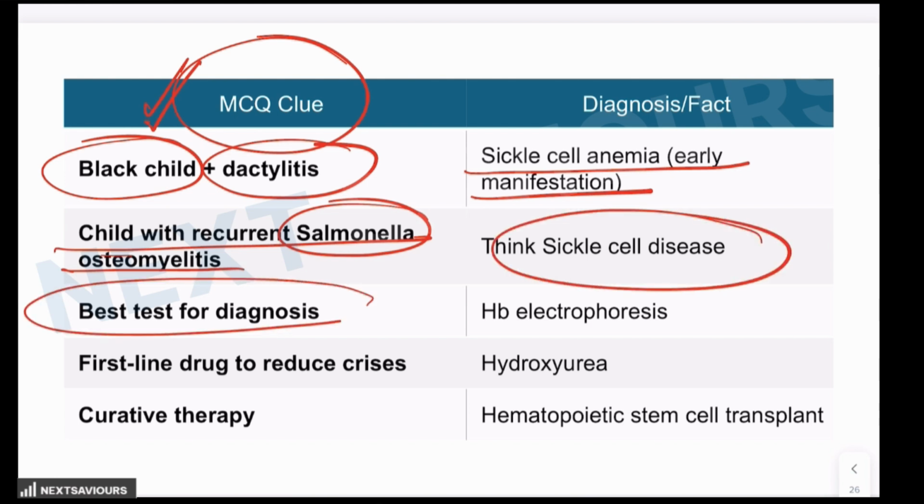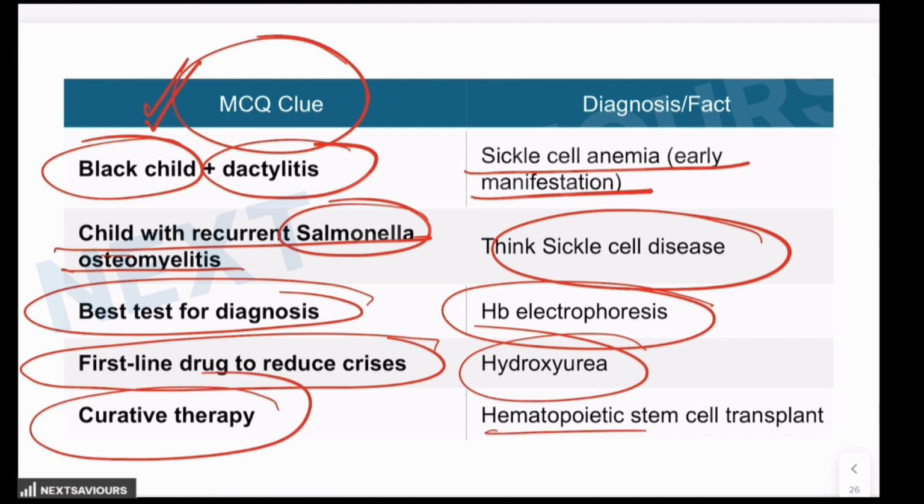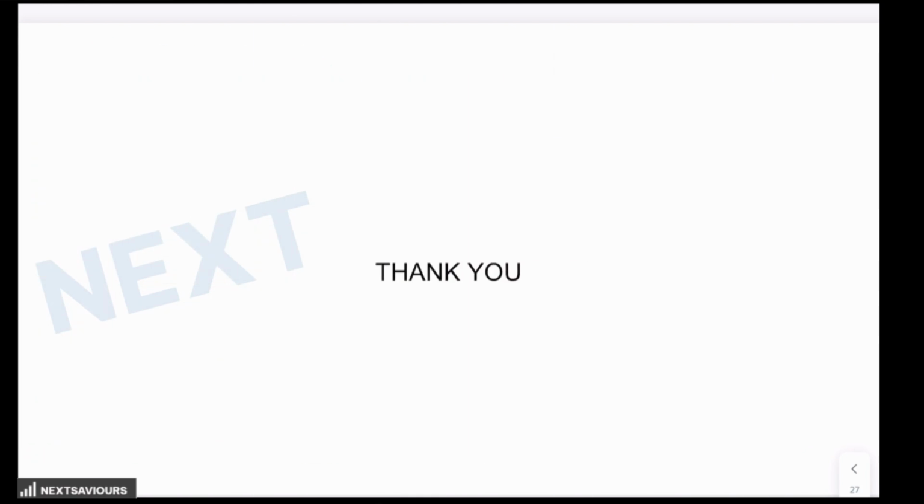What is the best test for the diagnosis? It is Hb electrophoresis. What is the first line drug to reduce the crisis? It is hydroxyurea. What is the curative therapy? It is hematopoietic stem cell transplantation. So this is how the question is concluded.